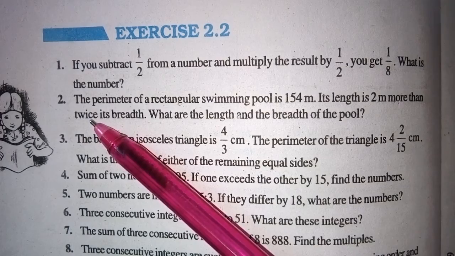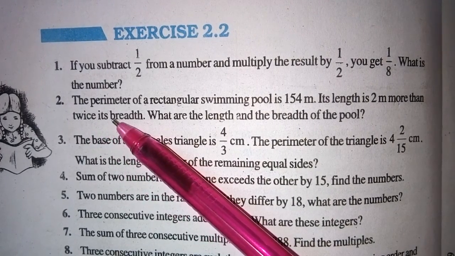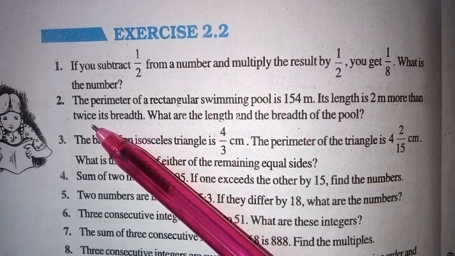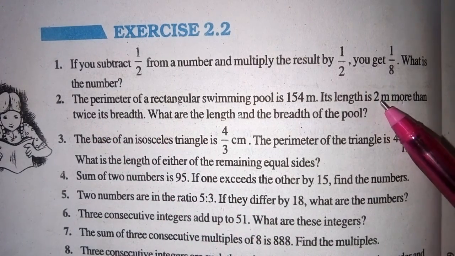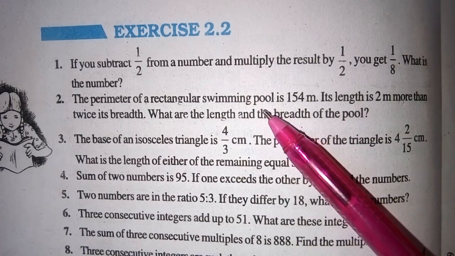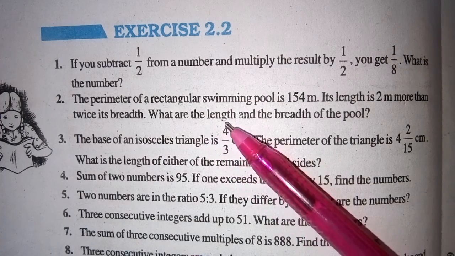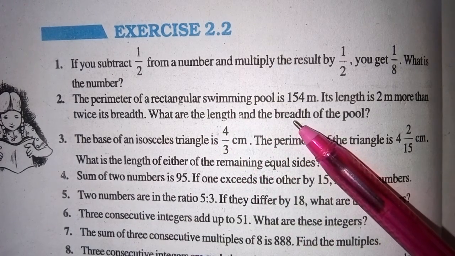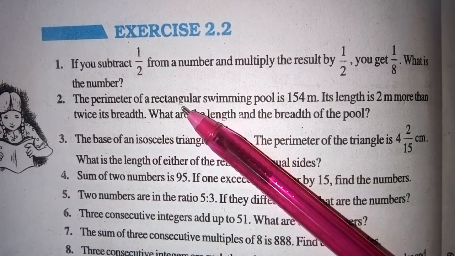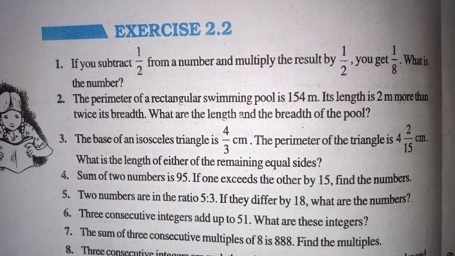Twice means 2 times. 2 times means we have to multiply 2 in its breadth. Okay, 2 into breadth plus 2. It's the length of the swimming pool, and perimeter is given, which is 154 meter. We have to find length and the breadth, both dimensions of the rectangular swimming pool. Let's see the solution of question number 2.